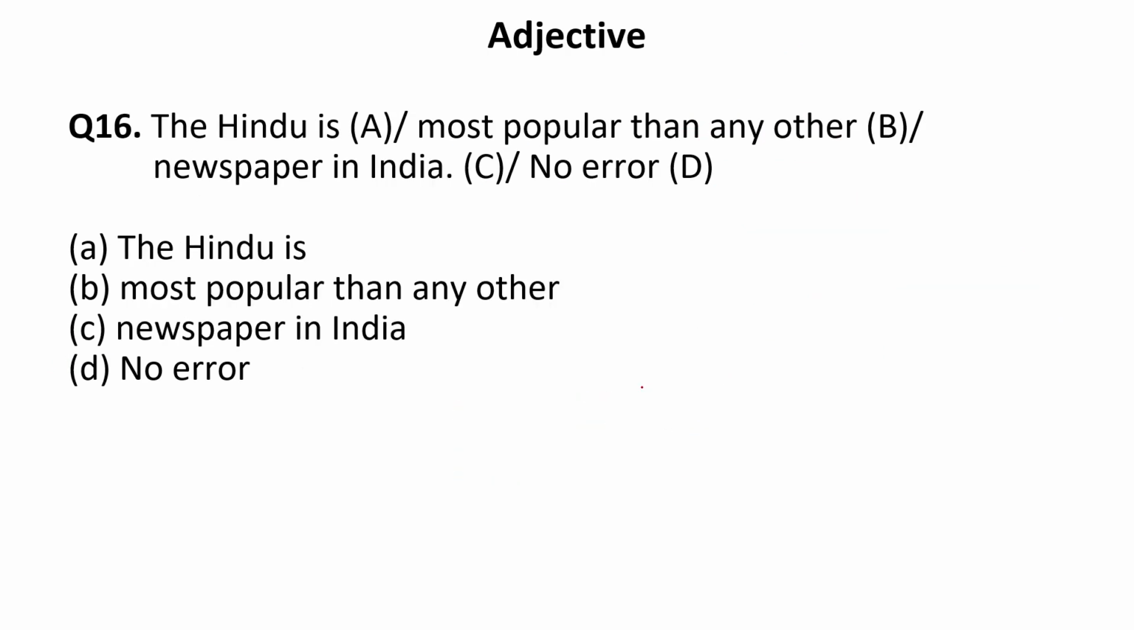Now let us move to the next one. The Hindu is most popular than any other newspaper in India. Now, The Hindu is the name of the newspaper, is most popular. This "most popular" is a superlative degree of popular. So we need to add "the," because with every superlative degree of adjective, we have to use "the" before it. So the correct sentence will be: The Hindu is the most popular than any other newspaper in India. Therefore, the error is in part B. So our answer is B. Before every superlative degree of adjective, we use "the."